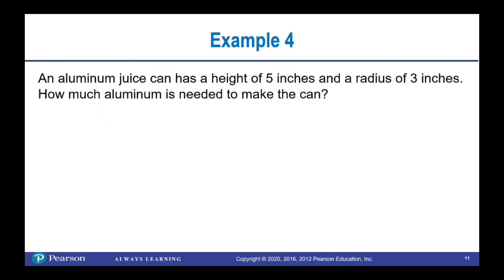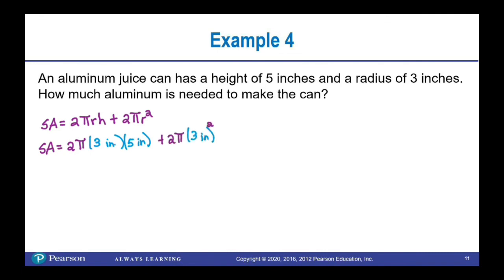Now look at example 4. An aluminum juice can has a height of 5 inches and a radius of 3 inches. We want to know how much aluminum is needed to make the can. So we're thinking about our surface area of our can. So the formula for our surface area is 2 pi rh plus 2 pi r squared. Fill in your radius and fill in your height. Now this time you'll notice that I included the inches in my formula. You can include the inches in your formula, or you can think about your units at the end of your problem.